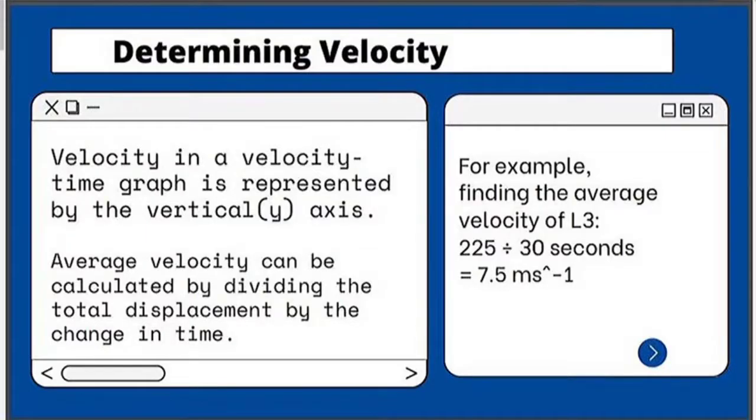Determining velocity. Velocity in a velocity time graph is represented by the vertical y-axis. Average velocity can be calculated by dividing the total displacement by the change in time. For example, finding the average velocity of L3, 225 divided by 30 seconds is 7.5 meters per second.